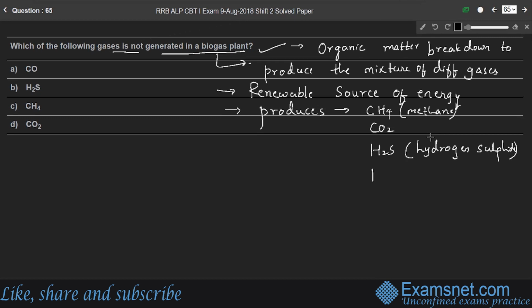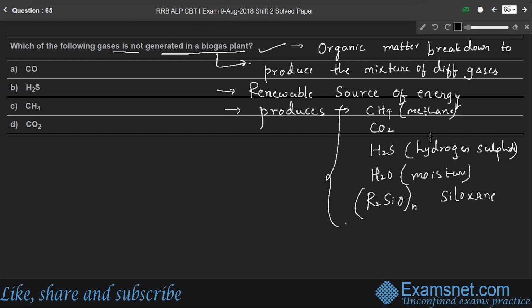Even moisture, which is nothing but H2O, and siloxanes, which is R2SiO, are byproducts of biogas plant. So here, which of the following gases is not generated in biogas plant? Here CO, carbon monoxide, is not generated.